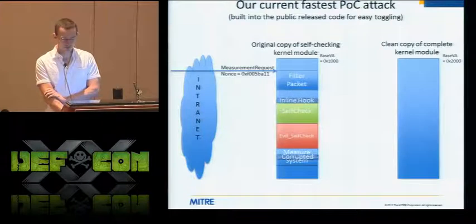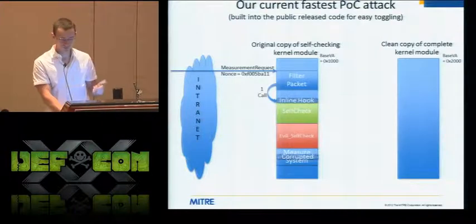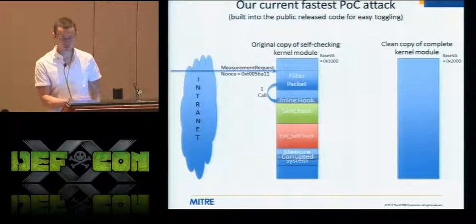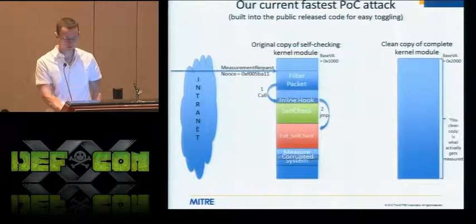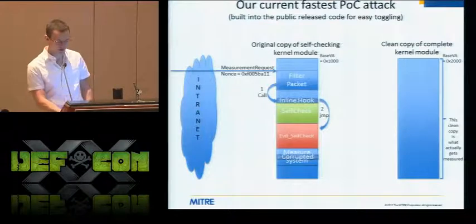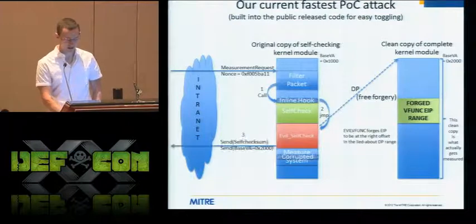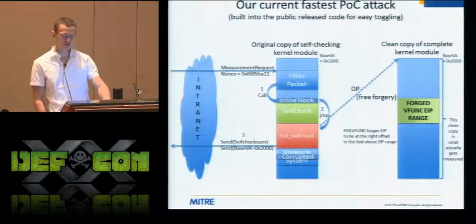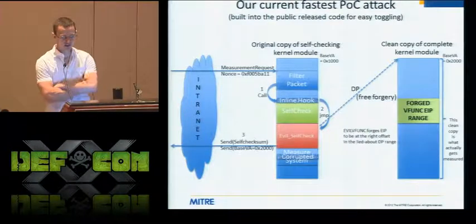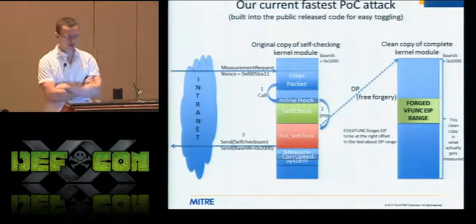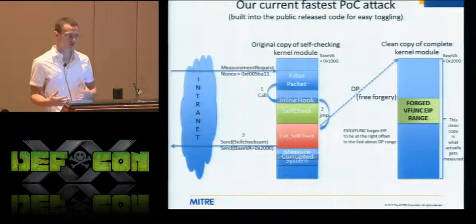The measurement request comes in from the server. We naturally call the self-checksum code, but look here, we have the inline hook, so the attacker gains control of EIP. He is now running his custom self-checksum code. Over on the right, we have the clean copy of the kernel module, the unadulterated copy, not tampered with. The attacker points DP at this clean copy, and he also lies. Notice on the response back to the server, he's saying, hey, guess what? My base address is actually 0x2000, not 0x1000, and this is allowing him to not have to forge the data pointer because we don't know on the server side where our code should actually be located in kernel memory because of that faux ASLR.